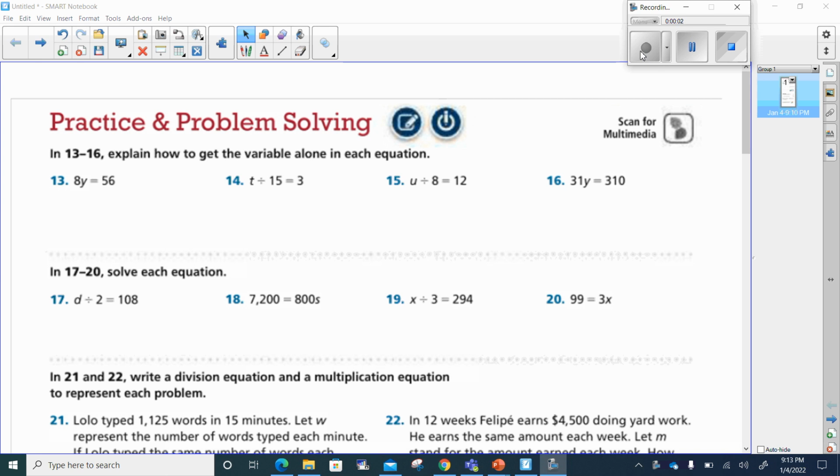Sixth graders, let's go ahead and get this lesson done. I believe this lesson is on 4-4. So the first part says explain how to get the variable alone in each equation.